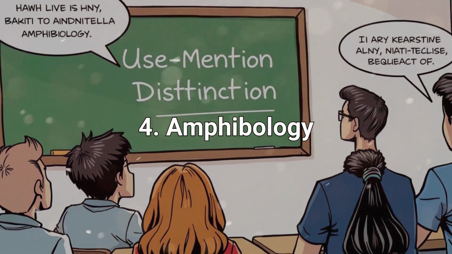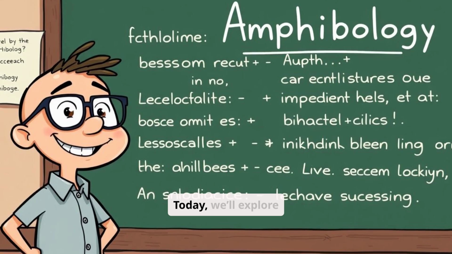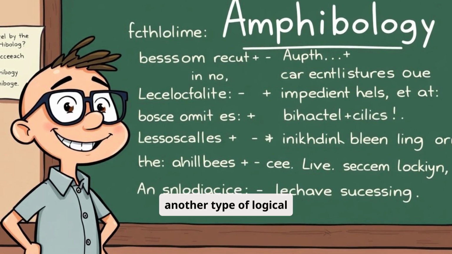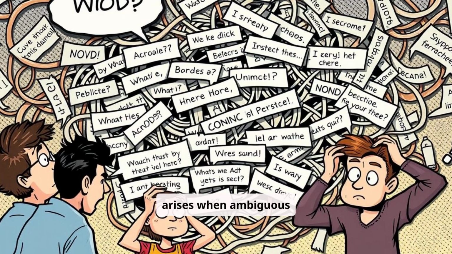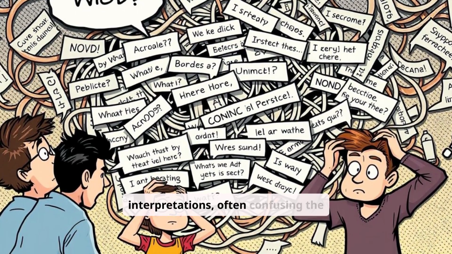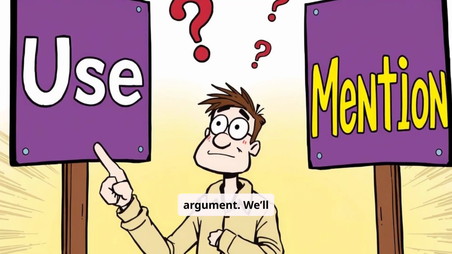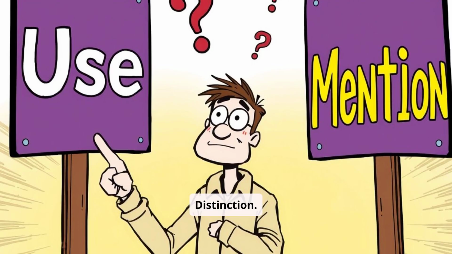Understanding amphibology and the use-mentioned distinction. Hello again. Today, we'll explore another type of logical fallacy, amphibology. This fallacy arises when ambiguous sentence structure leads to multiple possible interpretations, often confusing the argument. We'll also cover a related concept, the use-mentioned distinction.